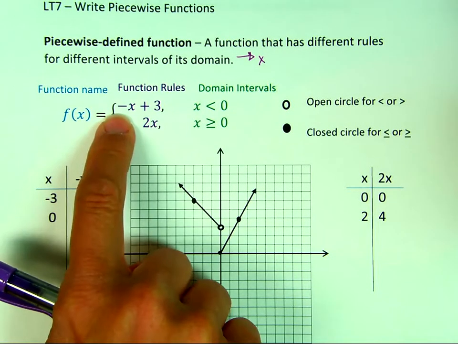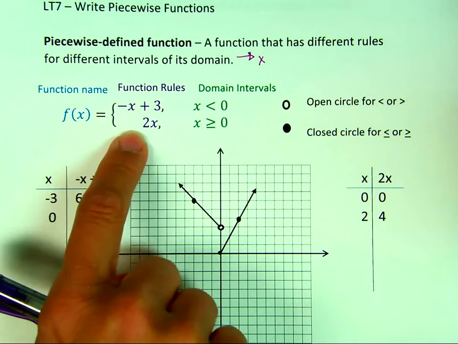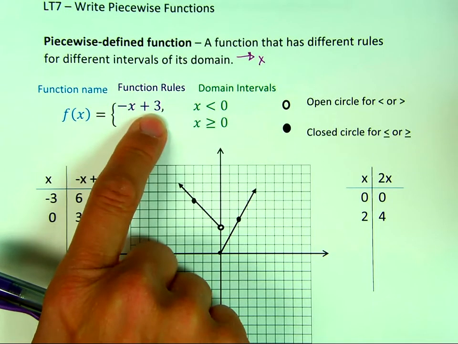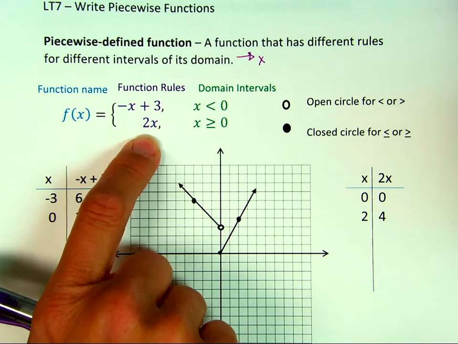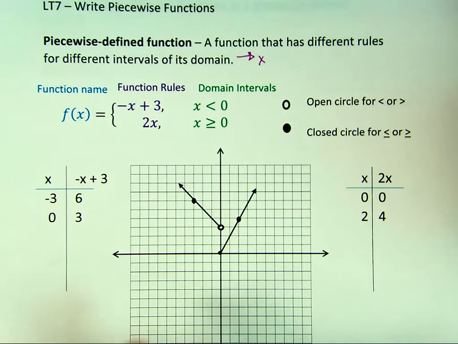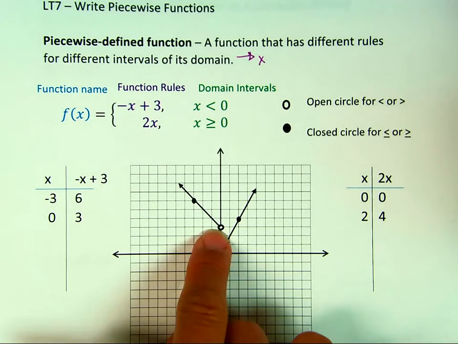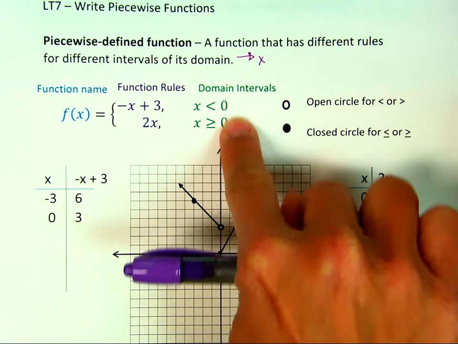You can see that if you're familiar with linear equations, these are both linear. This has a negative slope and a y-intercept of 3. This has a positive 2 slope and a y-intercept of 0. So you'll see that there's a 3 right there because we're on the y-axis with x equals 0.